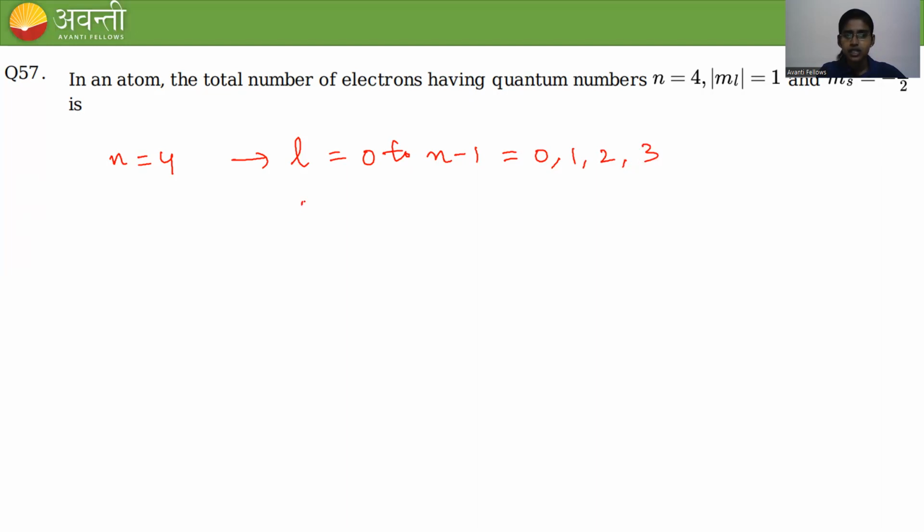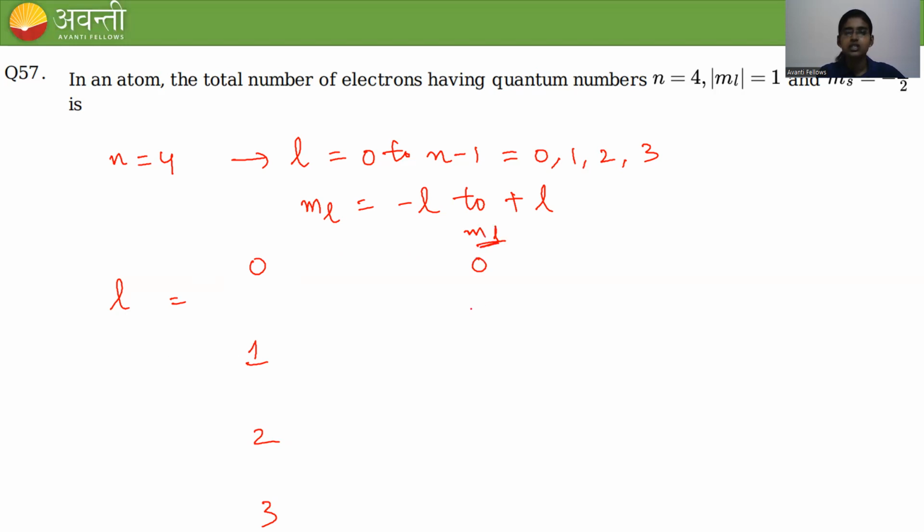And the possible m values or ml values will be minus l to plus l. This is the relation. If l is equal to 0, and if l is equal to 1, if l is equal to 2, if l is equal to 3. So minus l to plus l is 0.